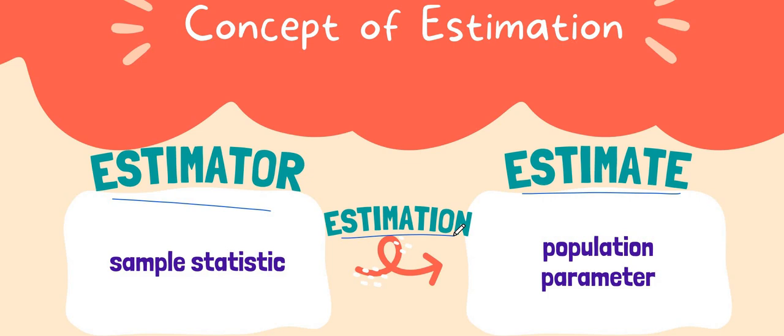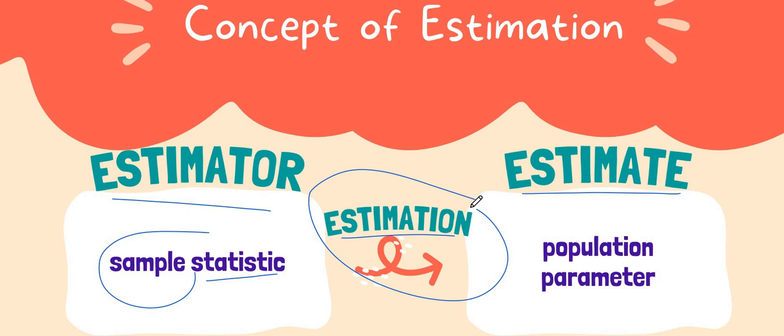So estimator means the sample statistic. Statistic here means either mean, standard deviation, and so on. It's regarding the sample, so that one we call the estimator. Then the process that we do, we call it estimation. And the thing that we estimate, the mean of the population and all about the population, we call it the estimate.